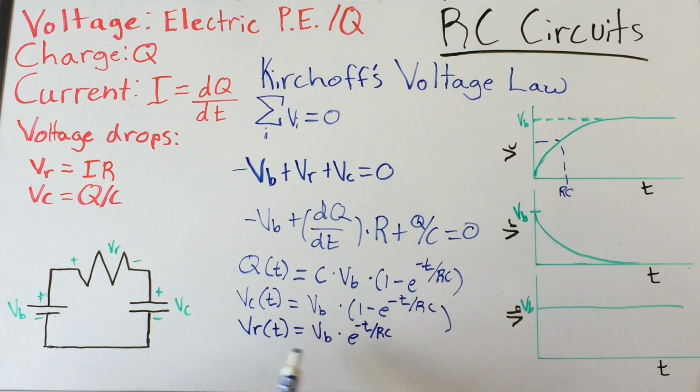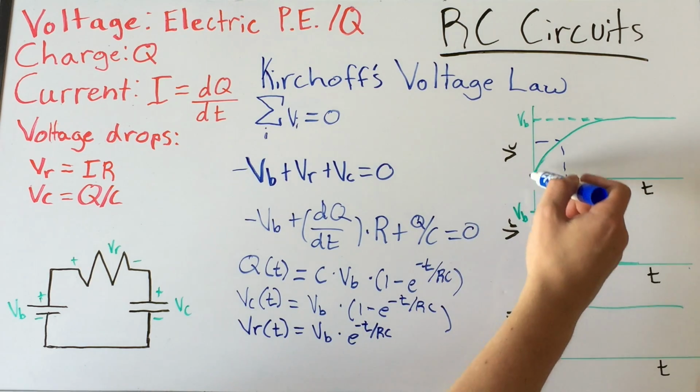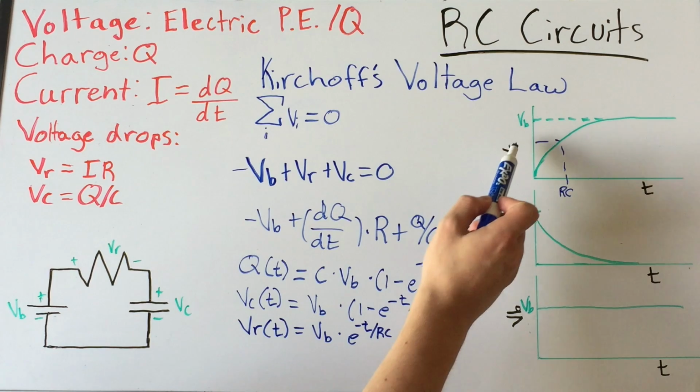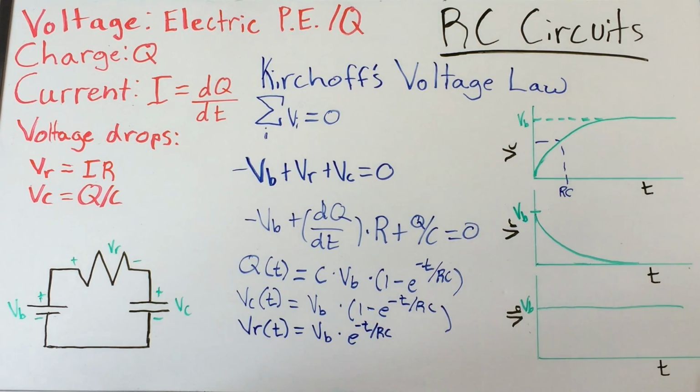The plots of these functions look like this. The battery turns on at time t equals 0. In the limit, as time approaches infinity, the voltage in the capacitor approaches V_B, and the time constant for this change is R times C, which means that the capacitor will be 63% charged in R times C seconds.